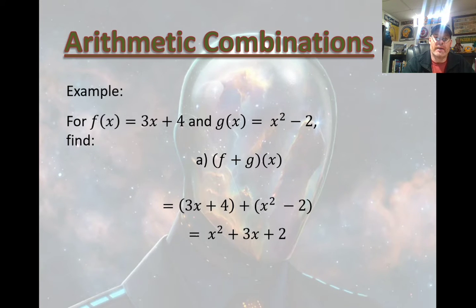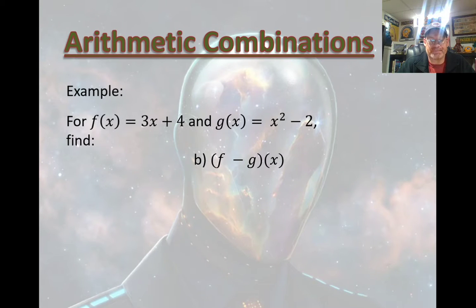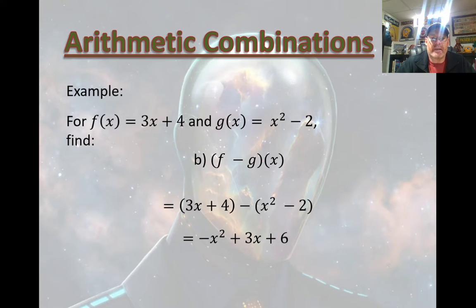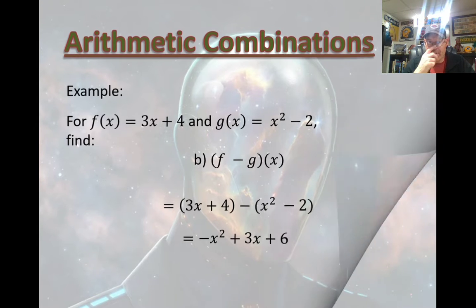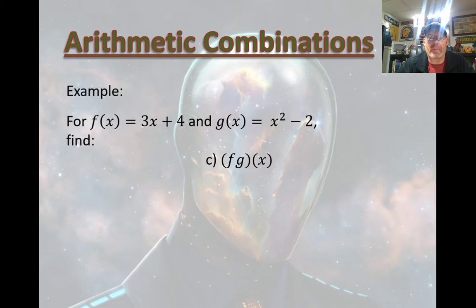All right, let's try f minus g of x. All right, same thing, 3x plus 4 minus x squared minus 2. I would caution you to keep the terms in parentheses, because sometimes if you don't, you forget to distribute that minus sign to the negative 2 as well. And that's it. Okay, for f times g of x, you're going to be doing distribution or foiling.